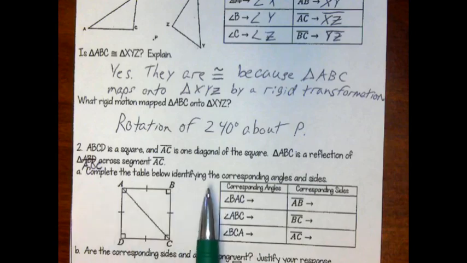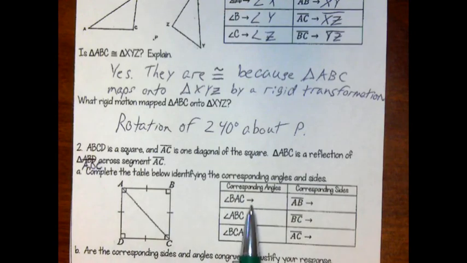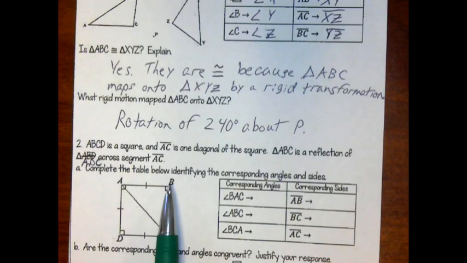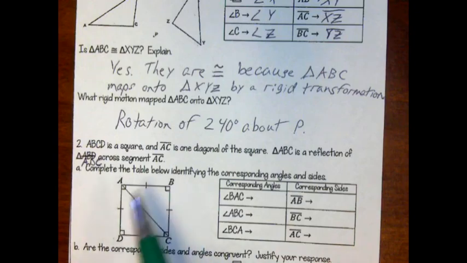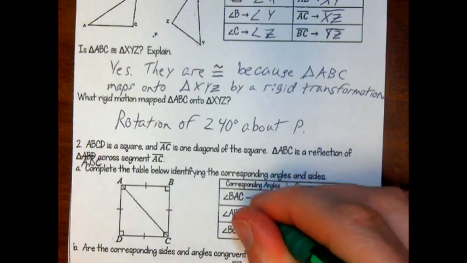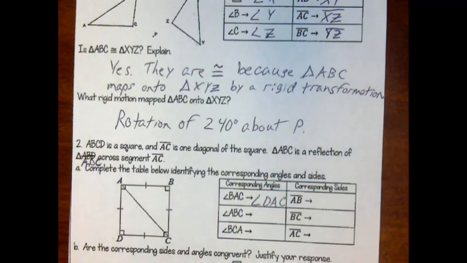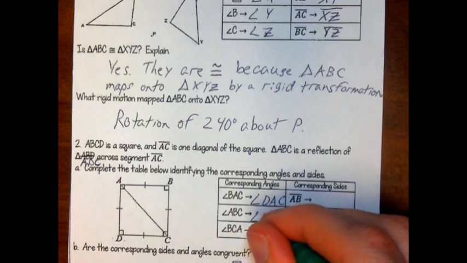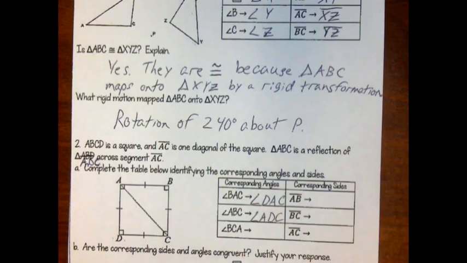So complete the table below, identifying the corresponding angles and sides. So what angle corresponds to BAC? DAC, because if we fold this over, this is the angle that would turn into this angle. So angle DAC. What about angle ABC? Of course, this one would fold over into angle ADC. And angle BCA would fold over to angle DCA.